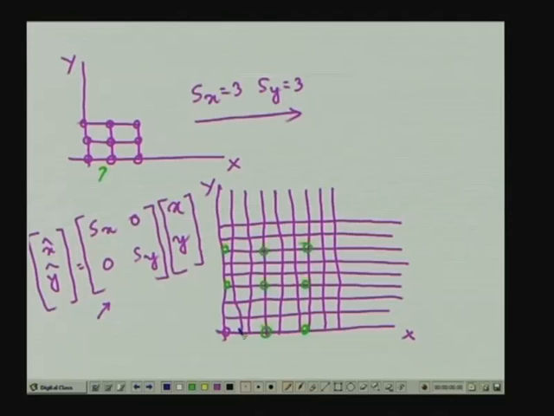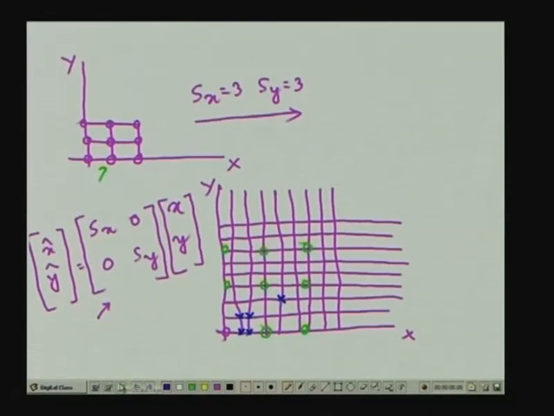So, this is one pixel which has not been filled up, this pixel has not been filled up, this pixel has not been filled up, this one has not been filled up. Likewise, there are many pixels in this scaled up image which have not been filled up. Let us try to take another example.